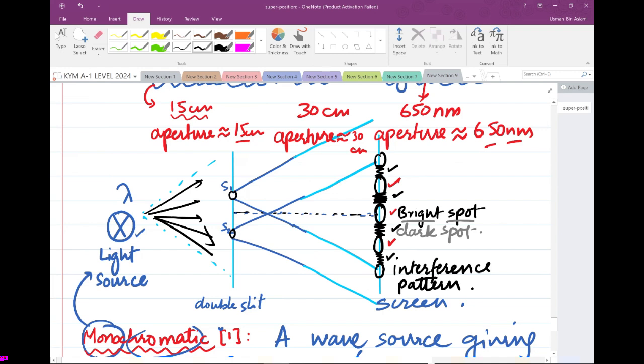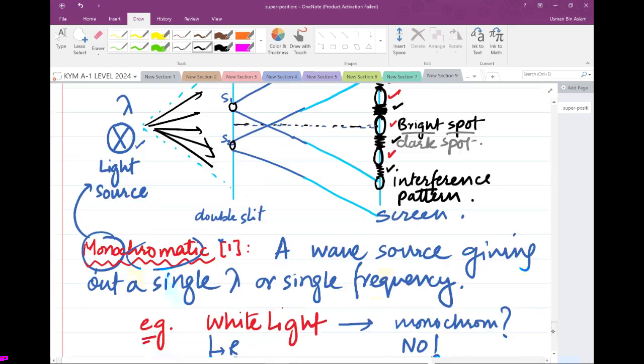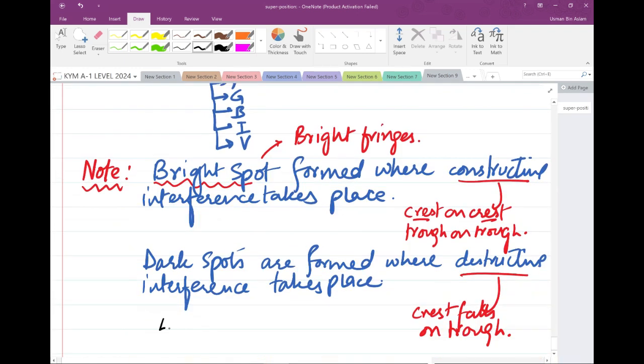That means at these points, the waves coming from S1 and S2 are interfering destructively. That means the path difference between them will be equal to half of a wavelength. So delta S will be equal to 0.5 lambda or 1.5 lambda or 2.5 lambda and so on.